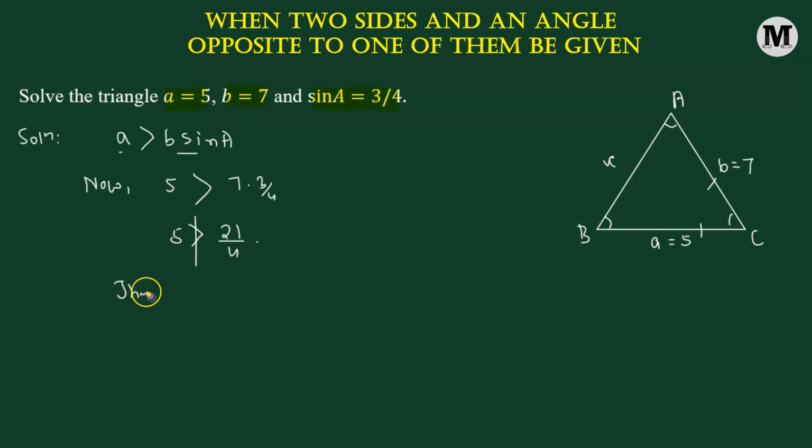Therefore, we can say that there will be no solution. Right. Which means actually what is happening here is that if we use this dimension, then the measure of the third side c becomes a complex number, which is not possible.